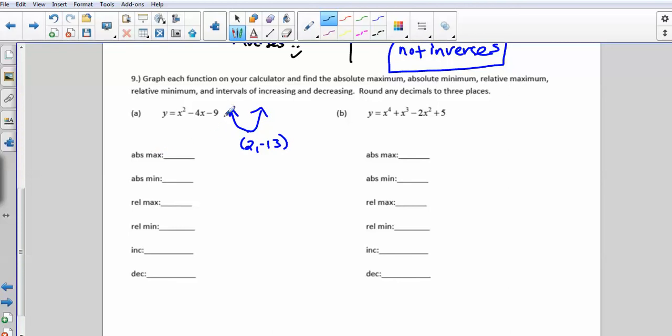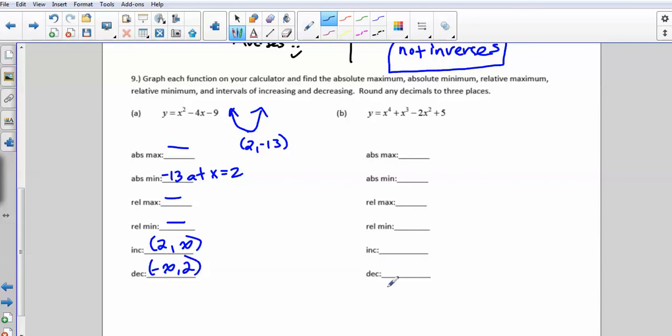So there's no absolute maximum because I'm going to infinity. There is an absolute minimum, and it's the y value, negative 13, at the location x equals 2. Some would say that an absolute minimum is also a relative minimum, but you do not need to relist it, and there is no relative maximum, again, because we're going to infinity. The function is increasing on the right side from when x is 2 until infinity, and it's decreasing on the left side from negative infinity until x is 2.